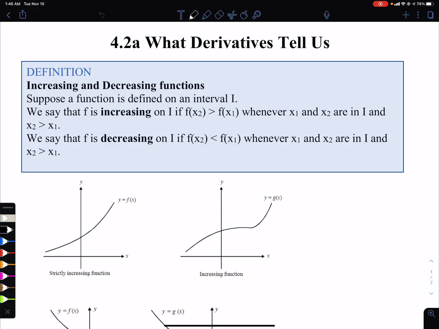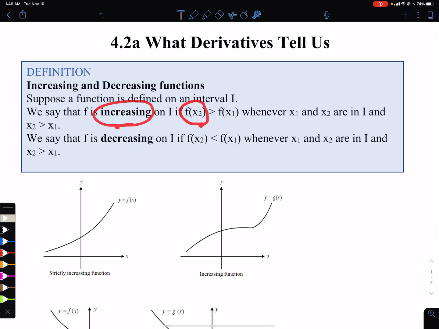So, increasing and decreasing functions, what is that? We're going to read through this together. Suppose a function is defined on an interval I. So I is just like a starting point and an ending point. That's an interval, here's an I from here to here. So you just define it on a domain. What does it mean to be increasing?